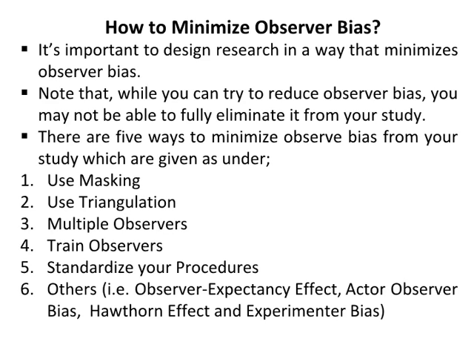Number 1 is use masking. Number 2 is use triangulation. Number 3 is multiple observers. Number 4 is train observers. Number 5 is standardize your procedures. And number 6 is others. That is, observer expectancy effect, actor-observer bias, Hawthorne effect, and experimenter bias.